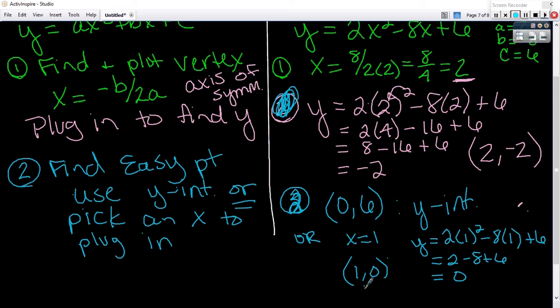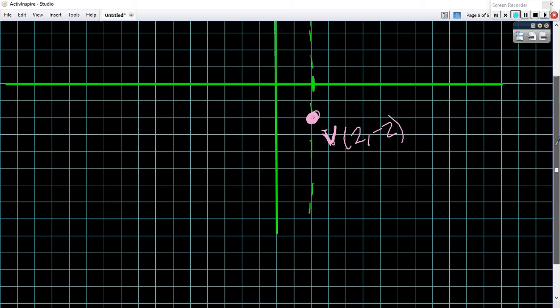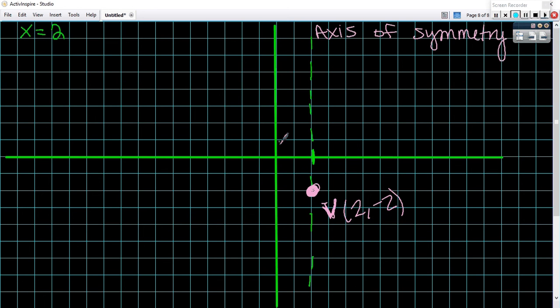So let's plot it. Which one y'all want to do? (0, 6) or (1, 0)? (0, 6). So 0, 1, 2, 3, 4, 5, 6. Now, all I know right now is that is a point on my parabola. Okay? The last step is the easiest. It's the most fun, too.